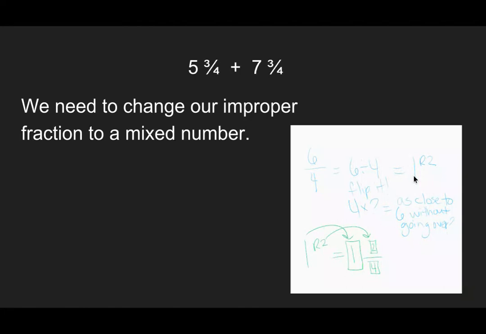What am I adding to get from 4 to 6? I'm adding 2. 2 is my remainder. So here's where kids get confused too. When you're taking that quotient and your remainder, what do we do with it? What part of the mixed number does it become?